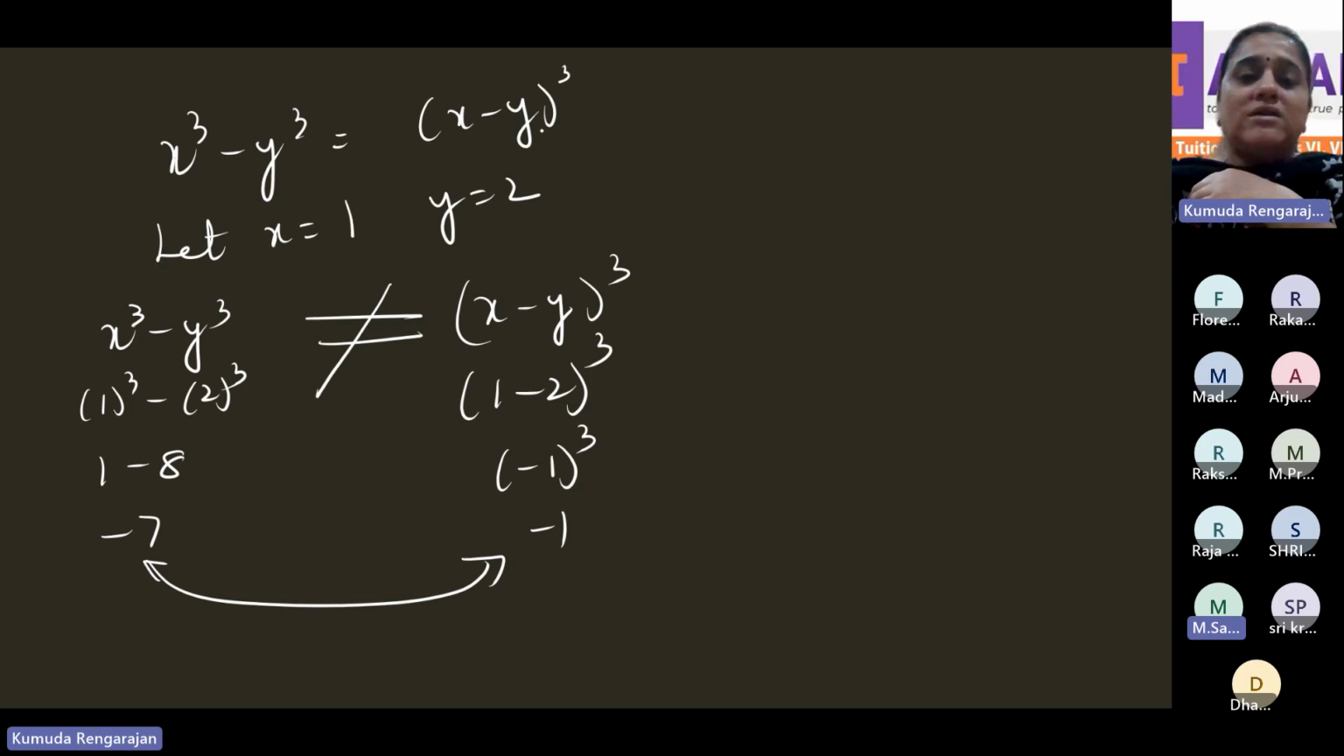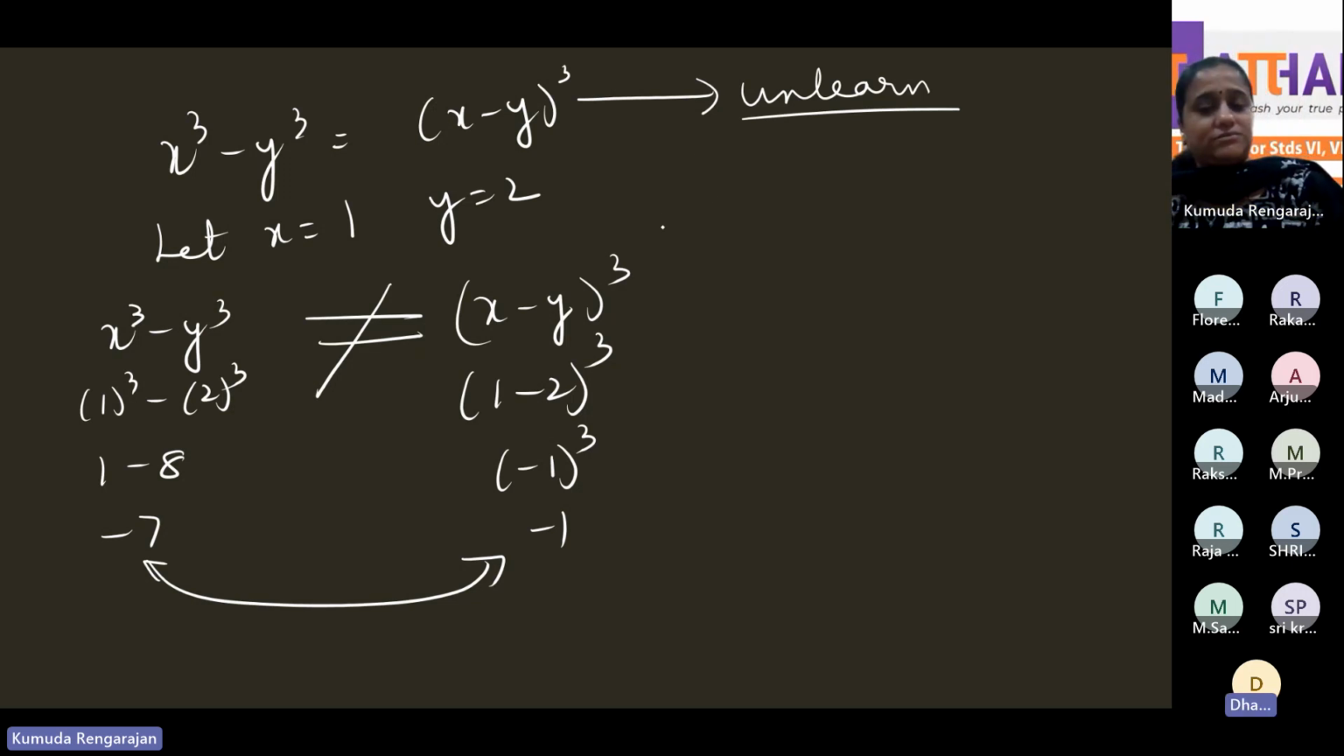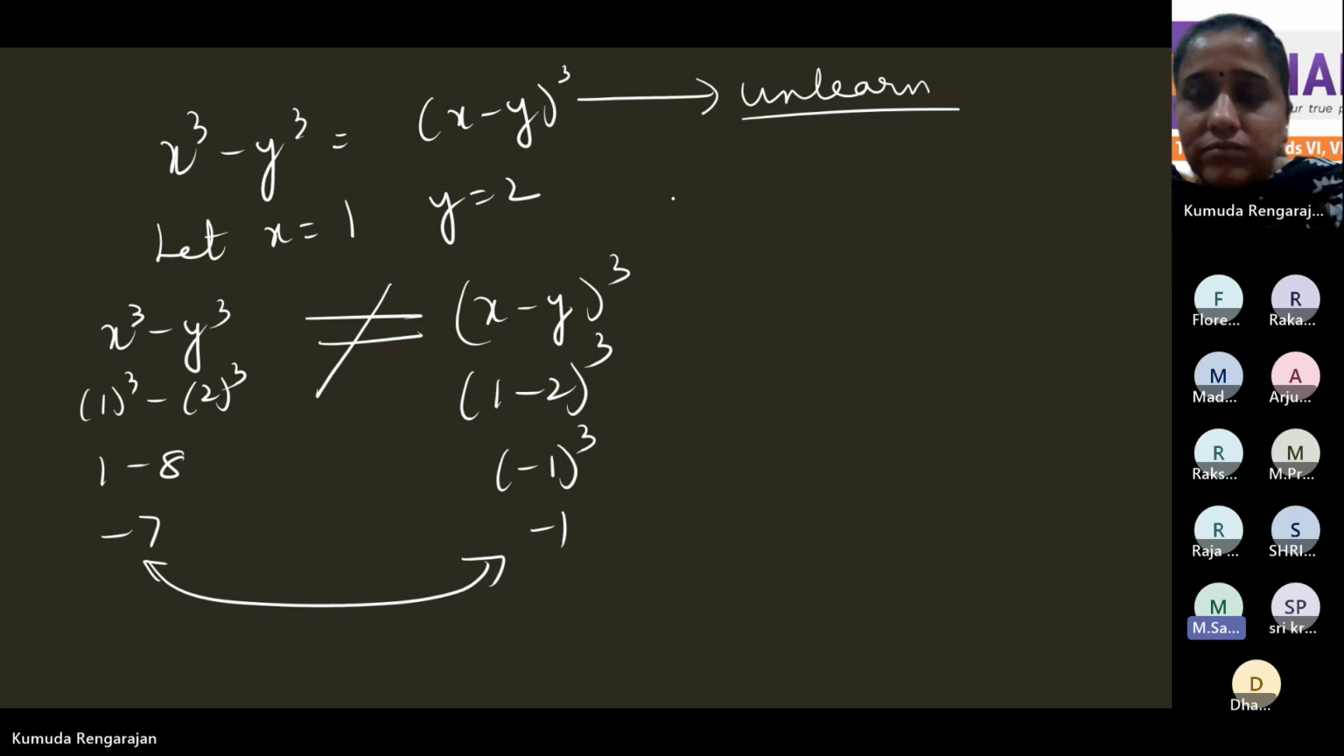So we need to unlearn this, children. Most of us need to unlearn this one. Unlearn this and learn it correctly. x minus y into x square minus y square minus 3xy.